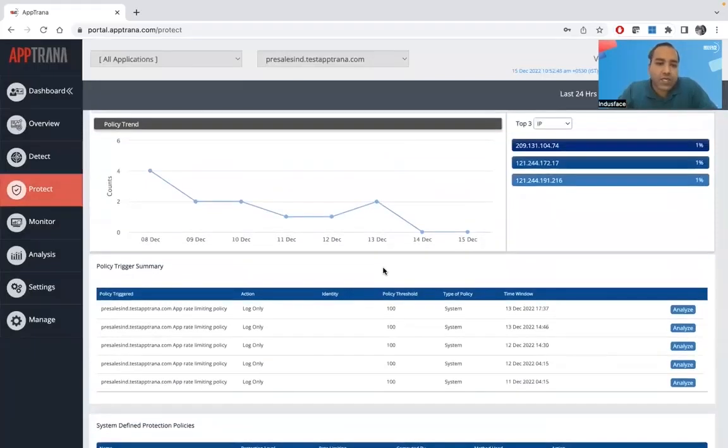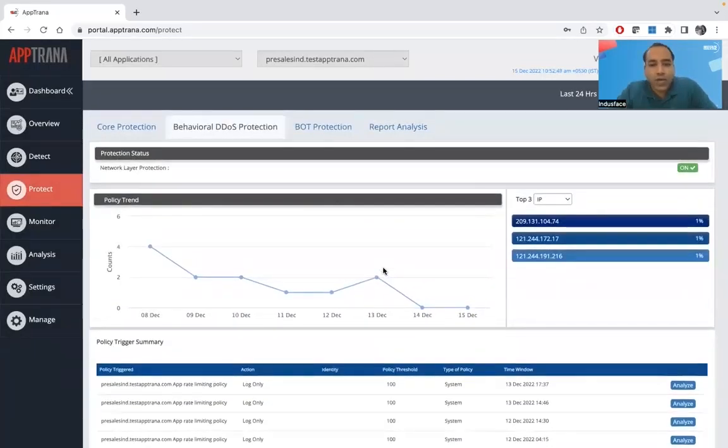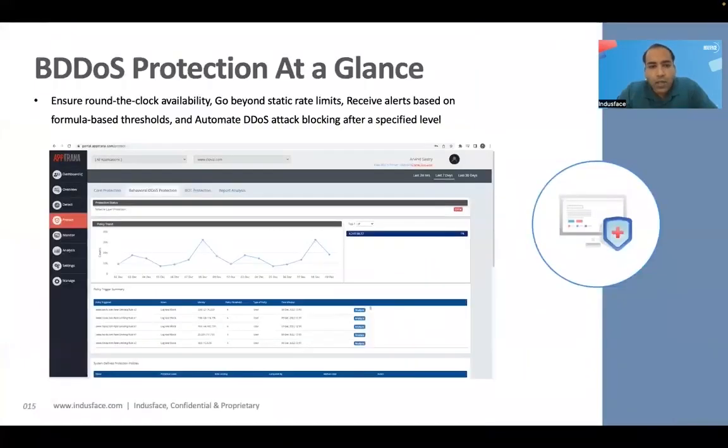And then when the policies trigger, you get to analyze all the attacks, what is happening, and where the attack is coming from, and all those things. So this is how behavioral DDoS protection looks at a glance, right? So we have certain system-defined policies, which are automatically configured when an application is onboarded, and they get adjusted based on the behavior of your sites as we learn from the traffic. And more, there are granular controls provided to the customers to create granular policies also.